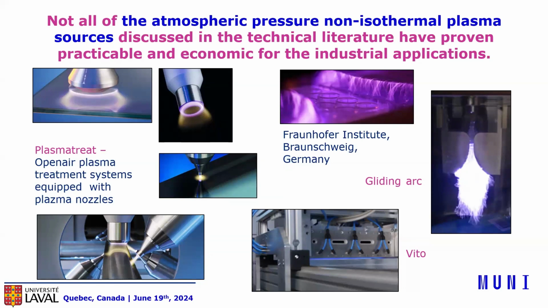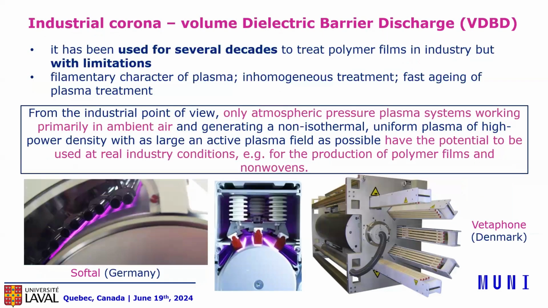Another very well-known system is the so-called gliding arc, and it is possible to see at first glance that it generates really inhomogeneous, filamentary plasma. Also, based on our own knowledge, I can tell that the treatment results in inhomogeneity, so it is not good for the surface treatment of material. And a very famous system which has been used in industry for decades, especially for the treatment of polymer films, is volume dielectric barrier discharge, but in technical literature it is also called industrial corona.